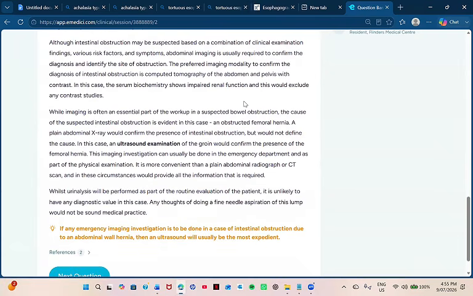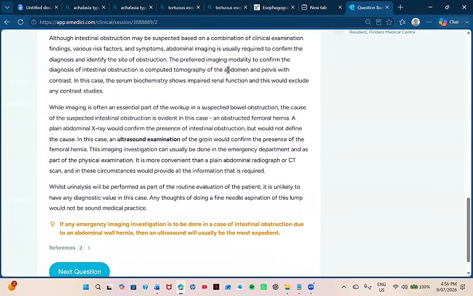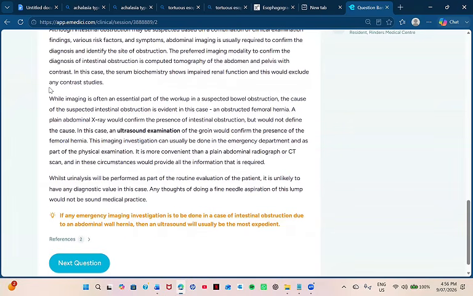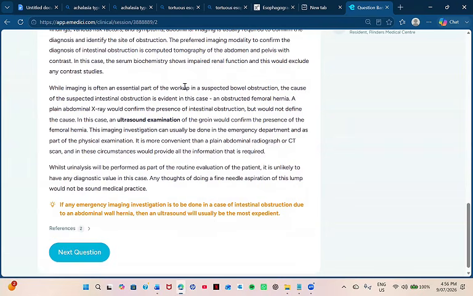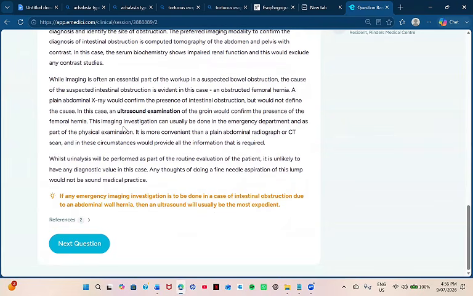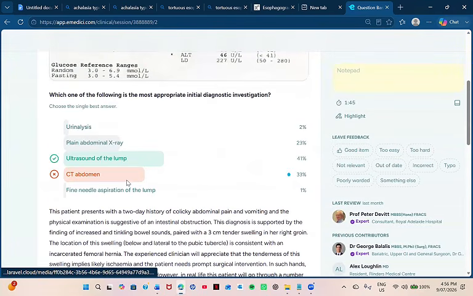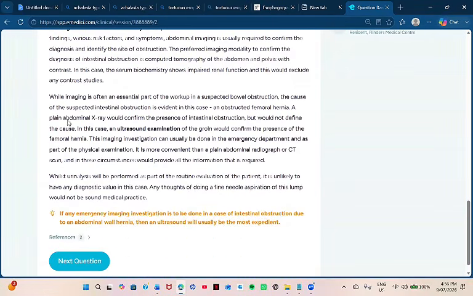The preferred imaging modality to confirm the diagnosis of intestinal obstruction is CT, we know that, of the abdomen and pelvis with contrast. But the serum biochemistry shows impaired renal function, and this would exclude any contrast studies. In this patient you should exclude contrast, and here they have given just CT abdomen, not the contrast one. While imaging is often an essential part of the workup of suspected bowel obstruction, the cause of the suspected intestinal obstruction is evident in this case: obstructed femoral hernia.